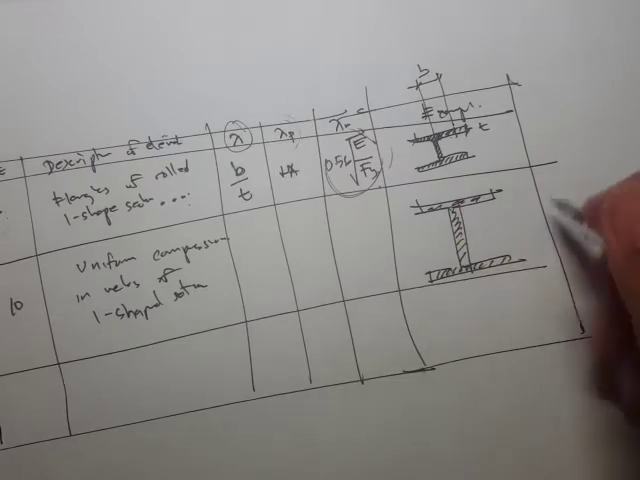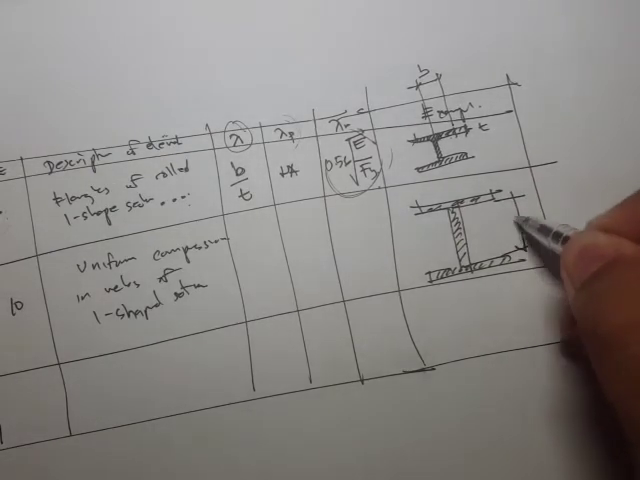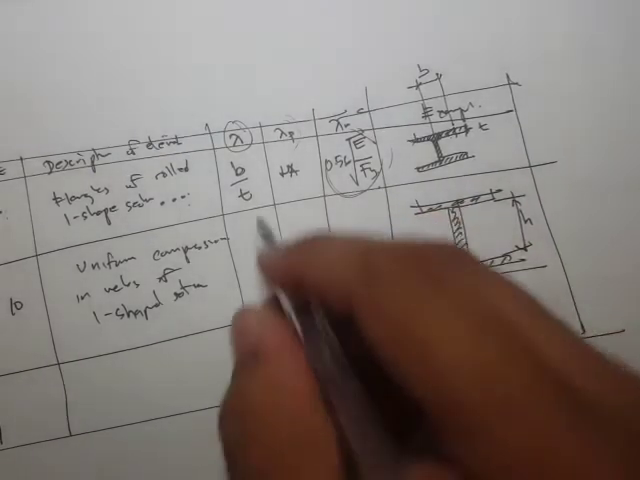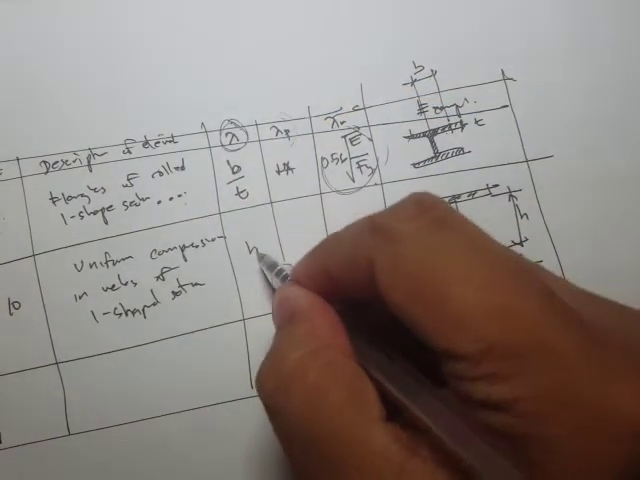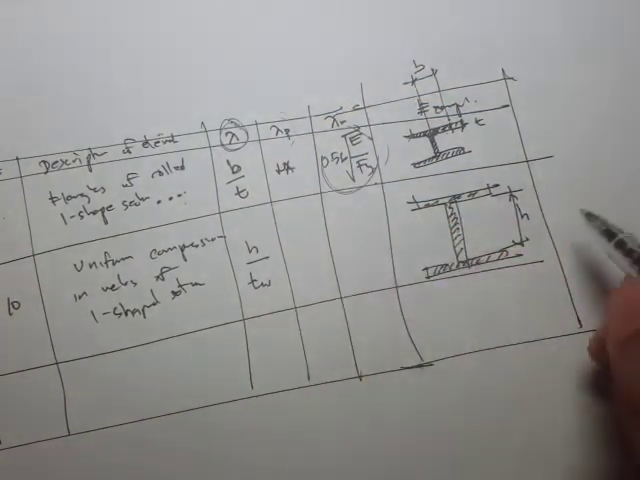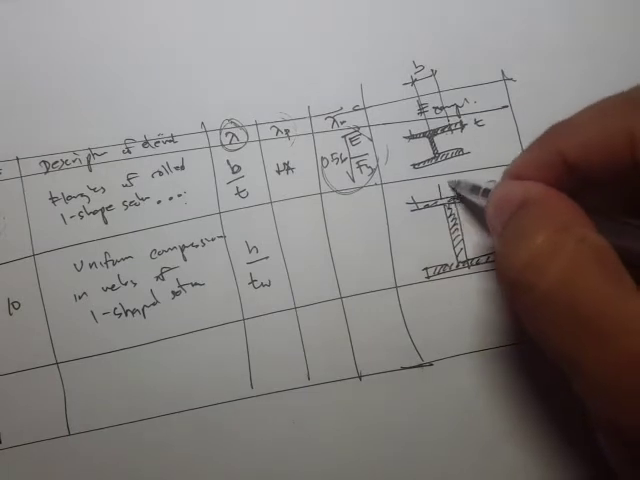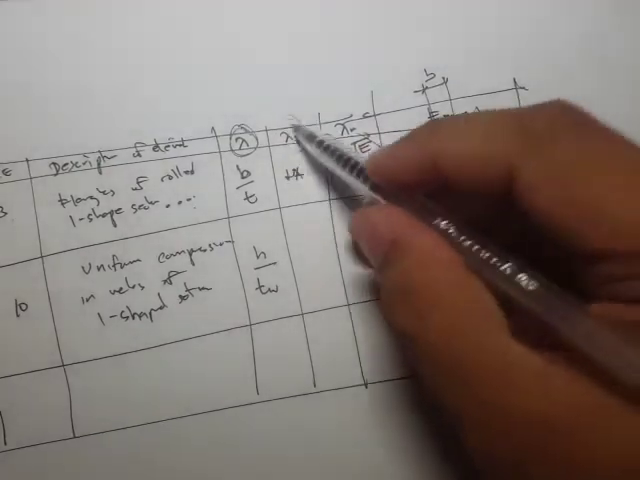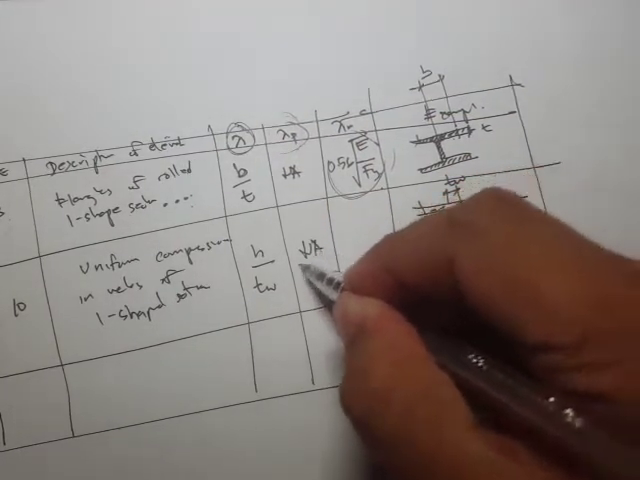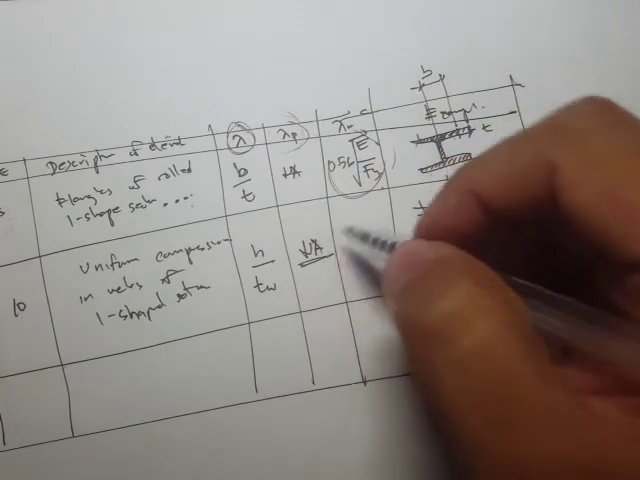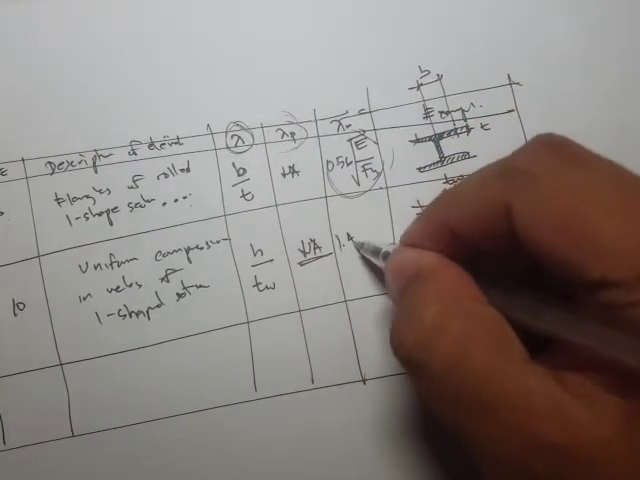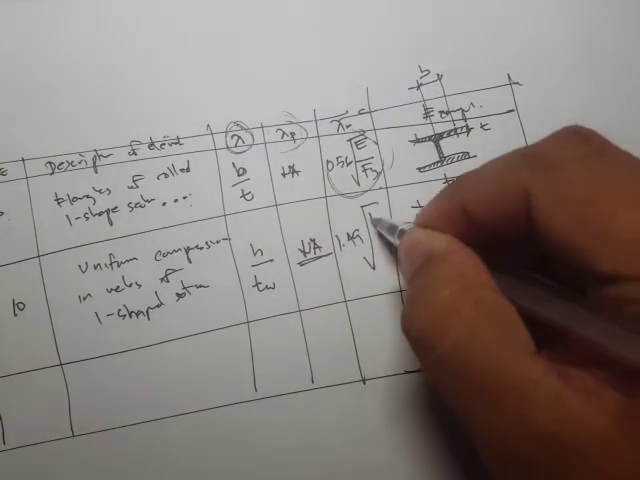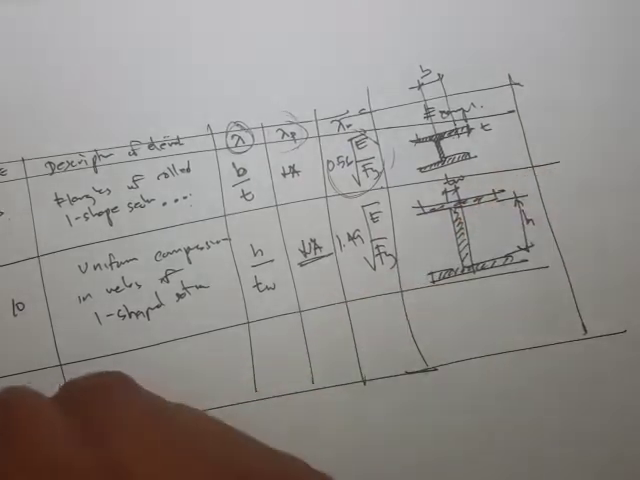And it says here the H. So this is the H. By the way, our equation here is H over T sub W. So this is our H, and then this is our thickness of the web, T sub W. And this Y sub P states not applicable. And this was not 1.49 square root of E over Fy.